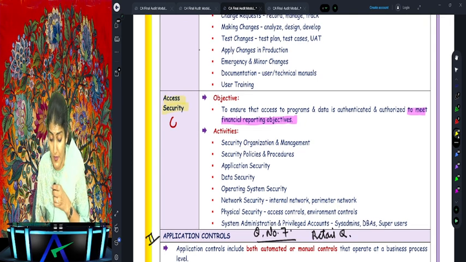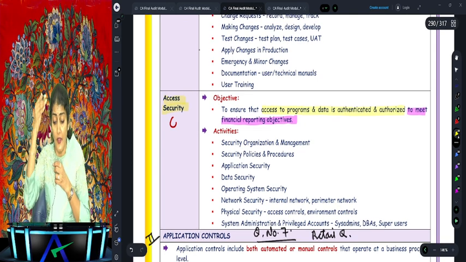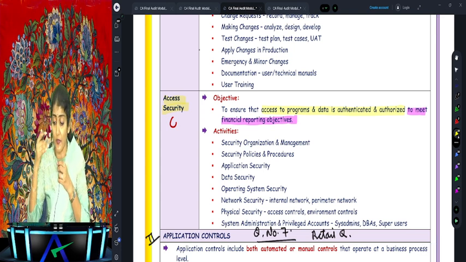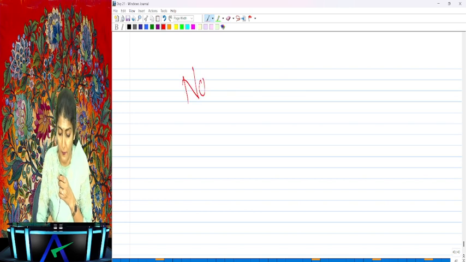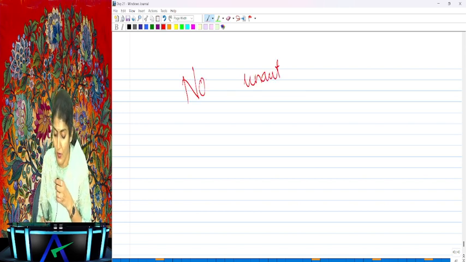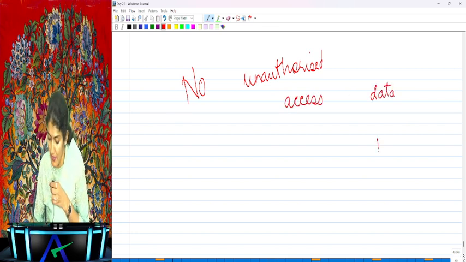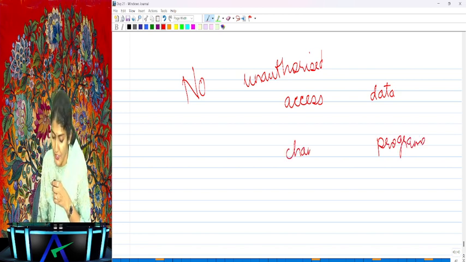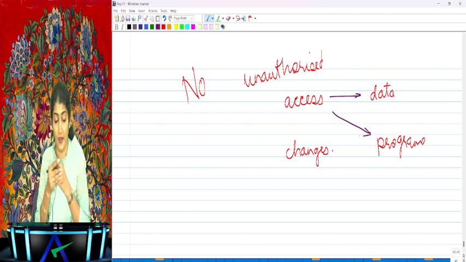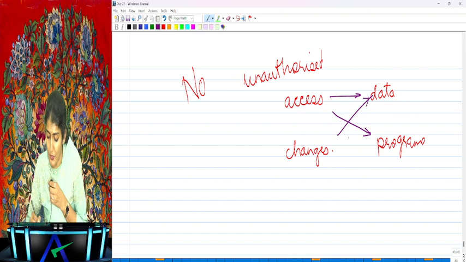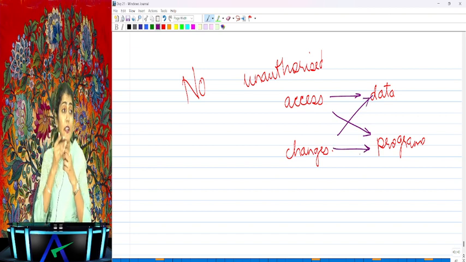And also what does it say? The access to the programs and the data is authenticated and authorized, right? The access, because we always say this term, there should be no unauthorized access to data, computer programs, and there should be no unauthorized changes to data, computer program. There should be no unauthorized access to data computer program. There should be no unauthorized changes to the data computer program.